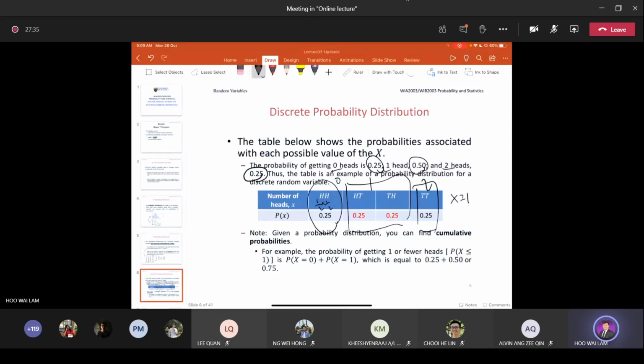You can calculate x equals to 1, but over here you can calculate x smaller or equal to 1. This x smaller or equal to 1 will resemble probability of x equals to 0 plus probability of x equals to 1. Eventually, you sum these two together and you get 0.75, which means the probability of x smaller or equal to 1 equals 0.75. Cumulative probability distribution.